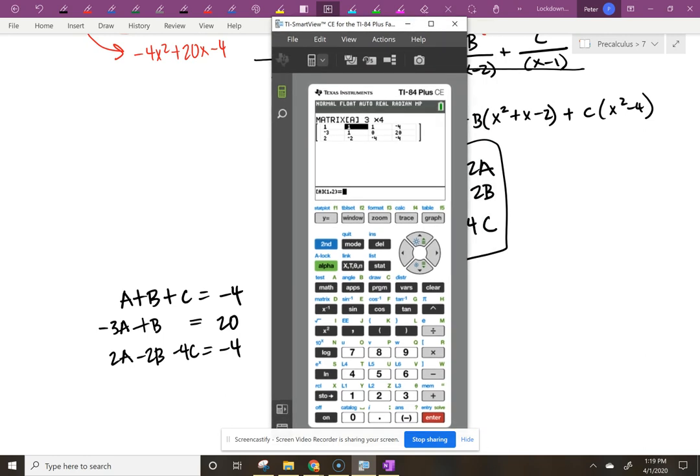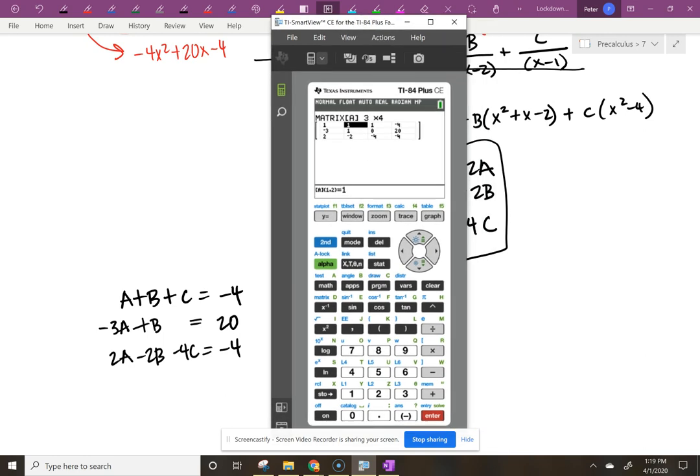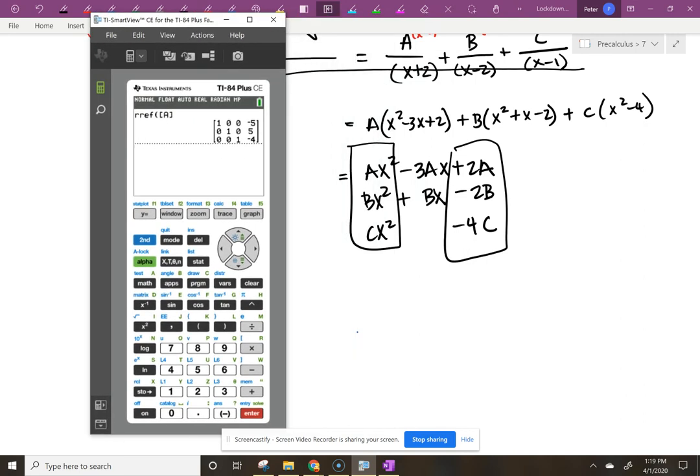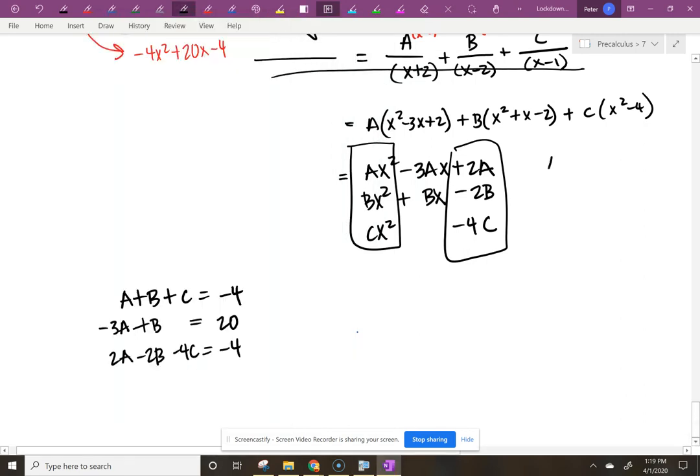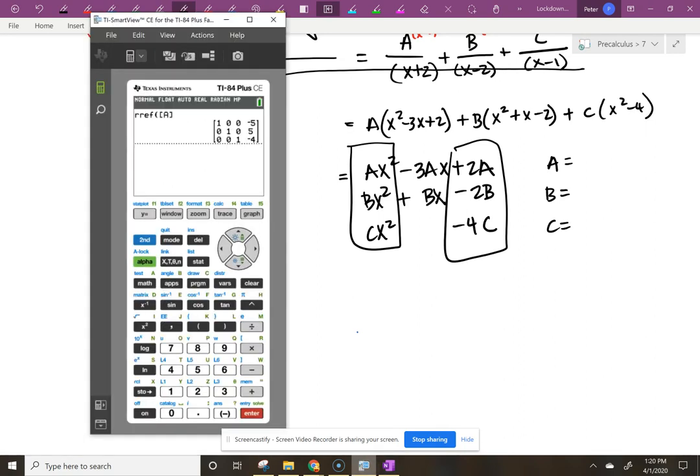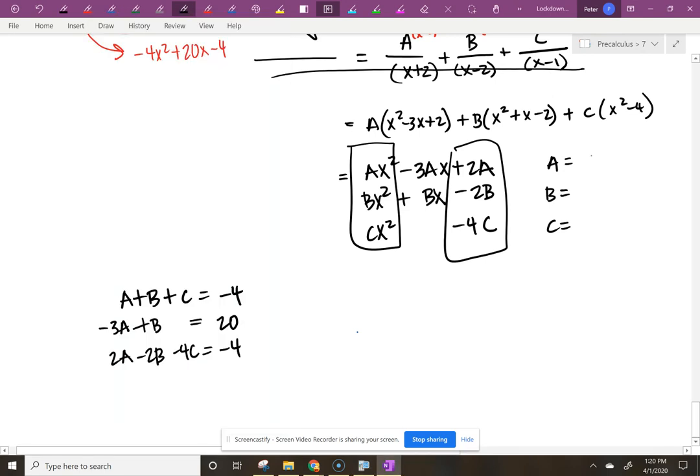Loving it. So there it is. I'm going to quit out. I'm going to RREF. And there you got your answers, right? You got A. I did it again, kids. It would be nice to remember the numbers. Negative 5, 5, and negative 4.